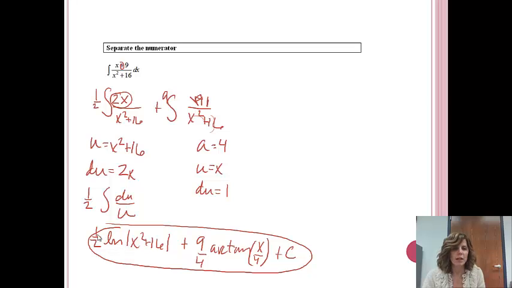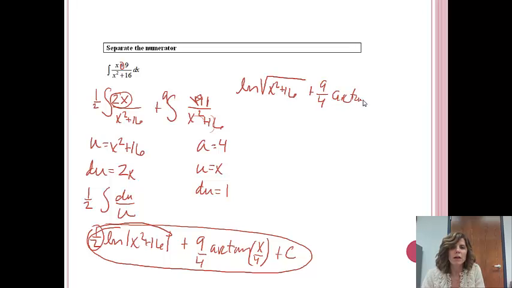One thing that I'm actually going to go a little bit farther: if I have a 1/2 sitting out front of the natural log, I can bring it up and make it a power, and anything to a 1/2 power is a square root. So an alternate way of writing that answer, especially if it was the answer in a multiple choice question, I could rewrite it as the square root of x squared plus 16, and then plus 9/4 arctan x over 4, and then plus c. And now we're done with the first integration tricks.